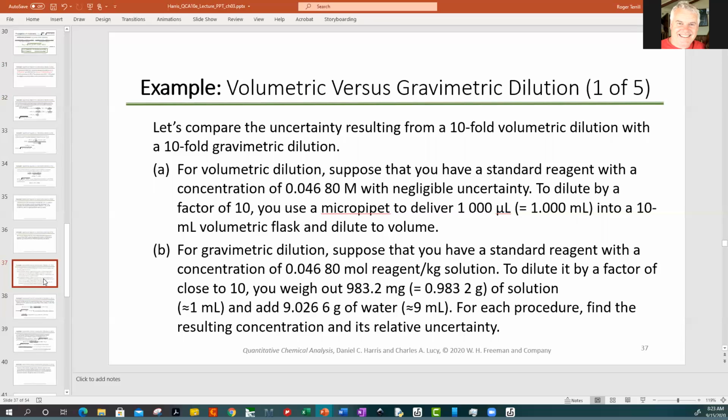Then we can talk about dilution for a moment. Right? And so as an example here, what Dr. Harris has done in his book is he's going to compare a volumetric dilution with a gravimetric dilution.